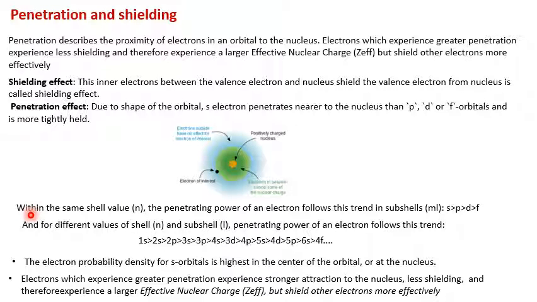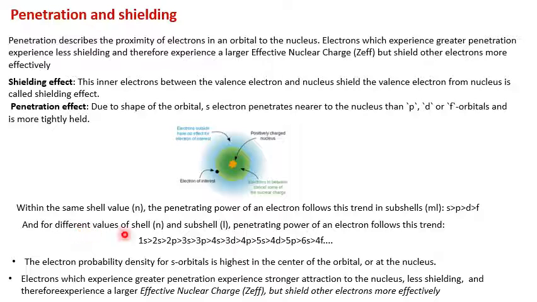So this is the trend within the same shell, the same value of principal quantum number n. The penetrating power of an electron follows the trend s, p, d, f. So the s orbital is much more penetrating than p, which is higher than d and f. This is the important part: penetrating power is much higher for s, greater than p, greater than d, greater than f. Which means that the s orbital's shielding power is also much more than the p, d and f orbitals.